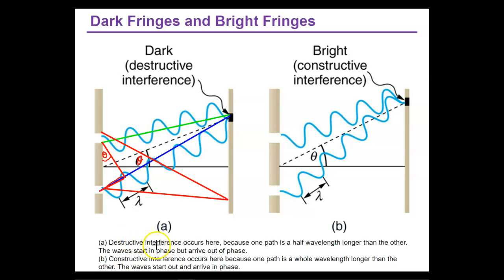So, destructive interference occurs because one path is half a wavelength longer than the other. The waves start in phase but arrive out of phase. Constructive interference occurs here because one path is a whole wavelength longer than the other. The waves start out and arrive in phase.